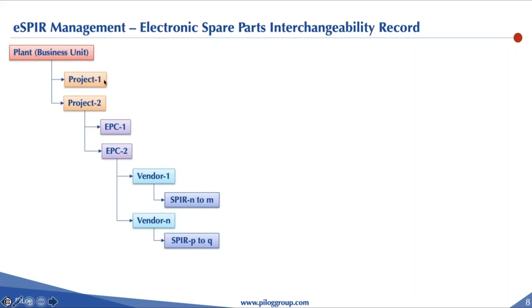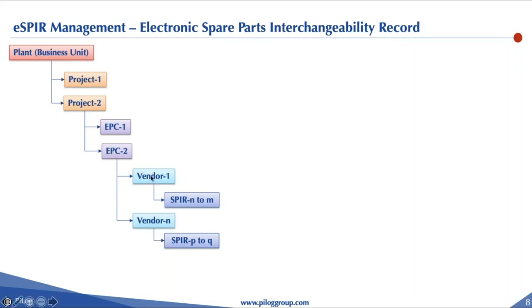multiple projects, but in this case, let's take 2 projects, and EPC 1 and EPC 2, which are the engineering procurement contractors. And for each EPC, you could have multiple vendors. It could be hundreds of vendors, or it could be a few vendors, depending upon what kind of equipments those vendors are bringing in. And those vendors could also be the OEMs, or those vendors could also be the OCMs as well.